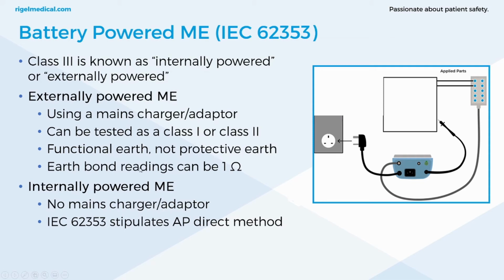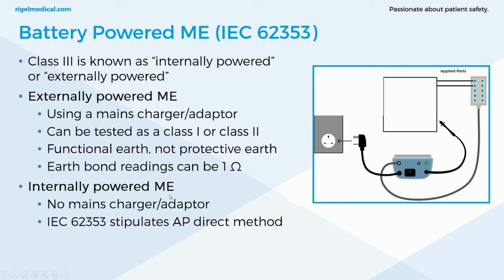So functional earth has a different purpose other than providing protection against leakage currents flowing and therefore electric shock. It may carry a current during the normal operation of equipment, but it's normally used for things like filtering, or used in things like IT equipment. Sorry, it's not a protective earth. And this is why earth bond readings can be as high as 1 ohm.